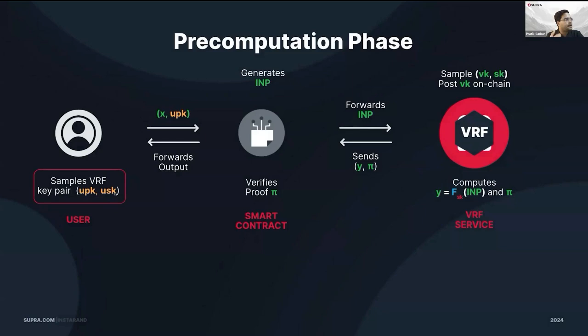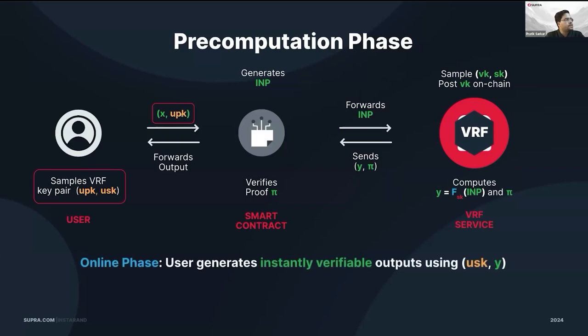So first, the user will sample a VRF key pair, denoted as user public key and user secret key. And this user secret key will remain with the user. And now it will query the VRF service on its input X and the user public key, UPK. Then this X and UPK will be forwarded to the VRF service, which will generate the output Y and the proof pi, same as before. And this will be forwarded back to the smart contract and sent to the user. And this UPK is also posted on the blockchain, just to clarify, because everything is happening on the blockchain.